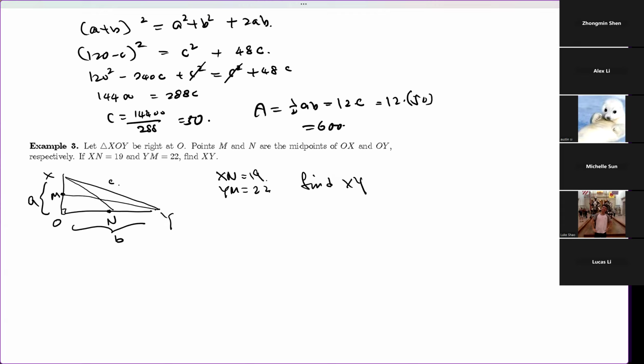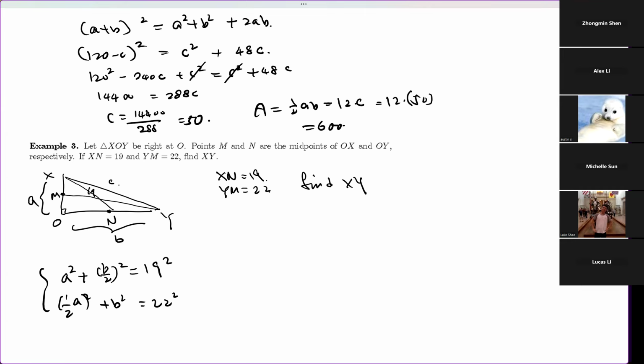So what are we given? We are given XN, which is going to be 19. So 19 on this side, right? So a squared plus one half of b squared equals 19 squared. You apply the Pythagorean theorem to this right triangle, then you apply the Pythagorean theorem to another triangle. And that is MY, which is going to be 22 squared.